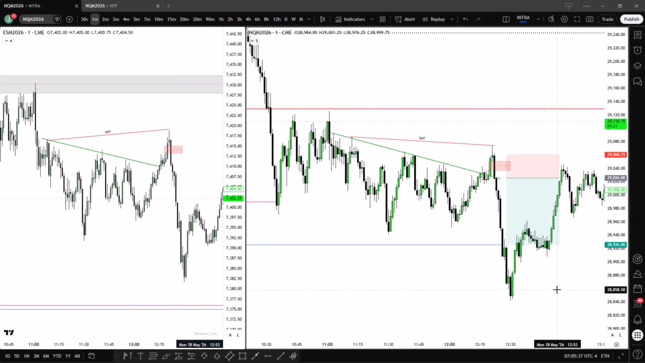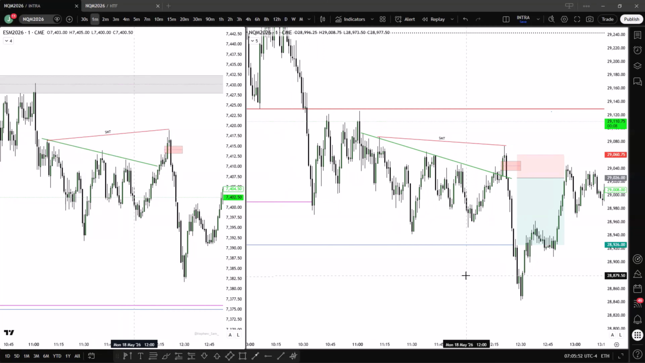Okay. But the key is that these are very, very high probability trades. If you can identify them and if you can be sure on where price is going, these trades tend to have over a 90% win rate. Okay. And if you can identify them properly, okay, they can be very powerful.